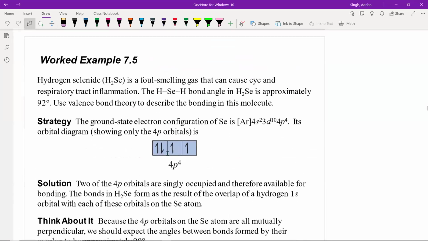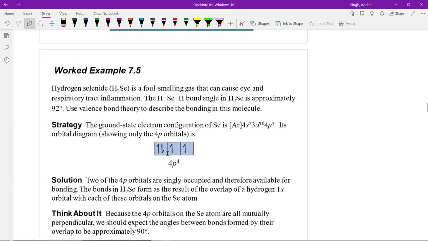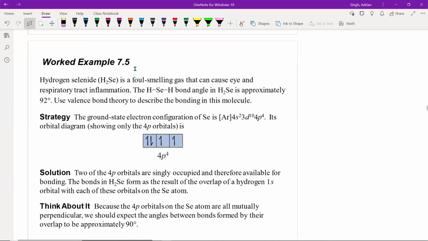Okay, so let's take a look at an example. We have here hydrogen selenide, H2Se, which is foul smelling. It says the HSeH bond angle in H2Se is approximately 92 degrees. Use valence bond theory to describe the bonding in this molecule.